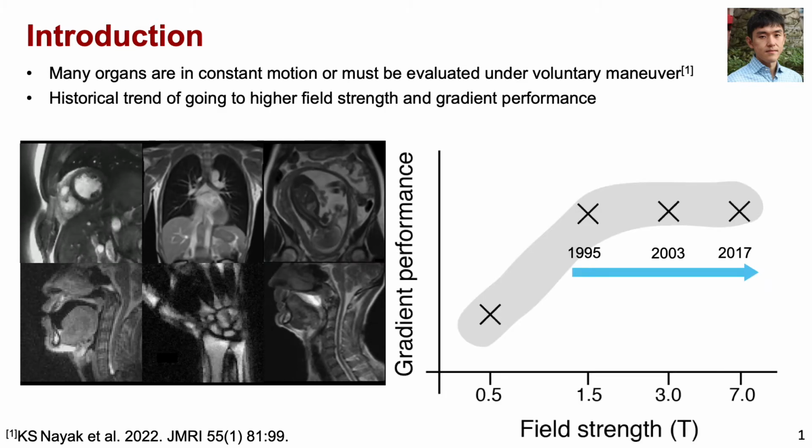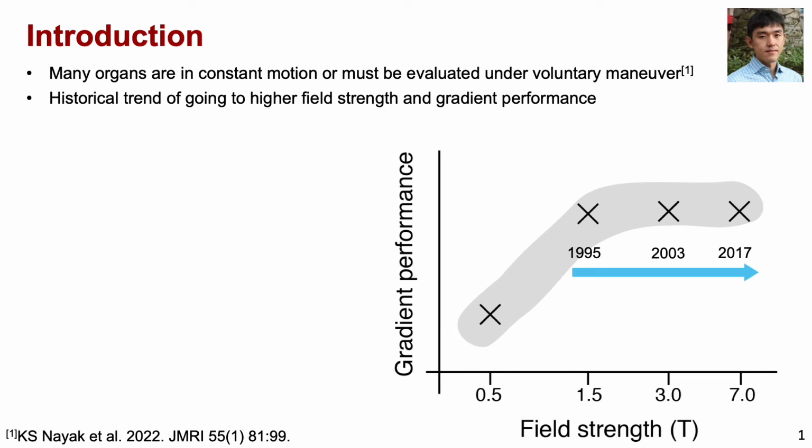There's a historical trend of going to higher field strengths and higher gradient performance in the MRI community. As you have heard from some very successful stories this morning, we have been very successful with ultra-high field strengths in static imaging, such as in the brain. But the general trend of going to higher field strengths may not benefit all imaging modalities, such as imaging in a dynamic environment, or real-time imaging.